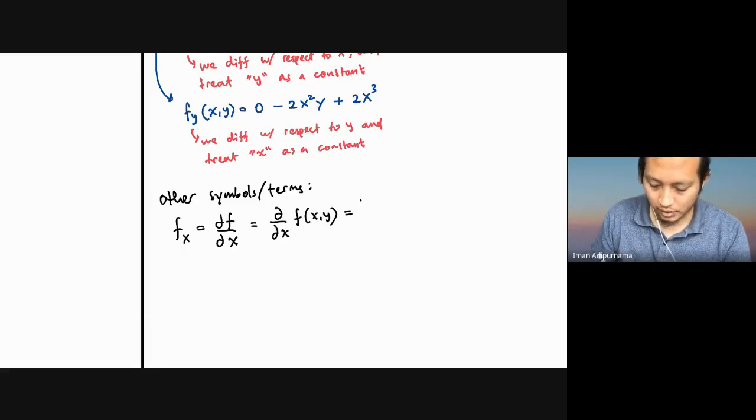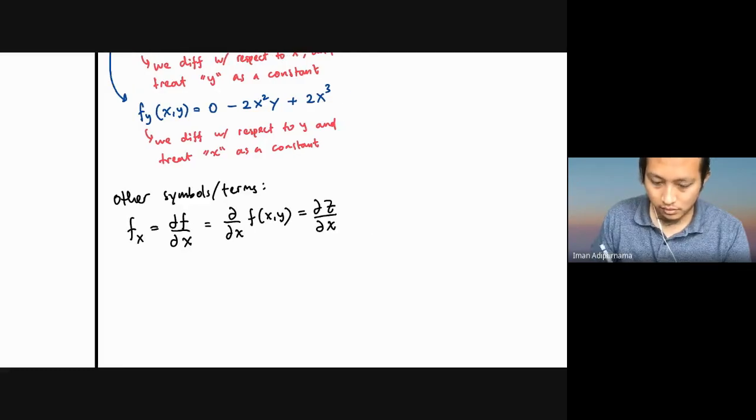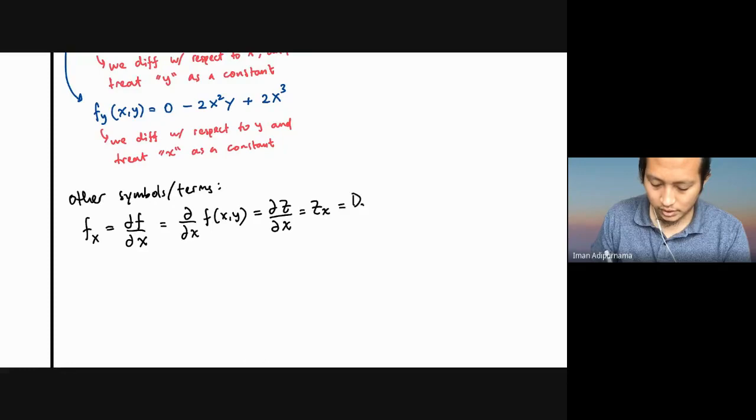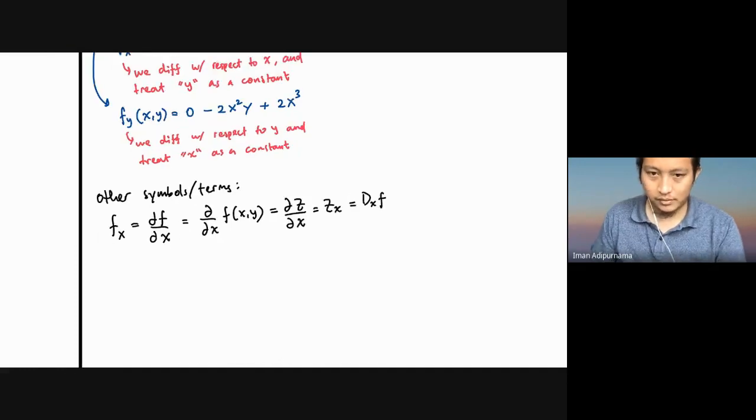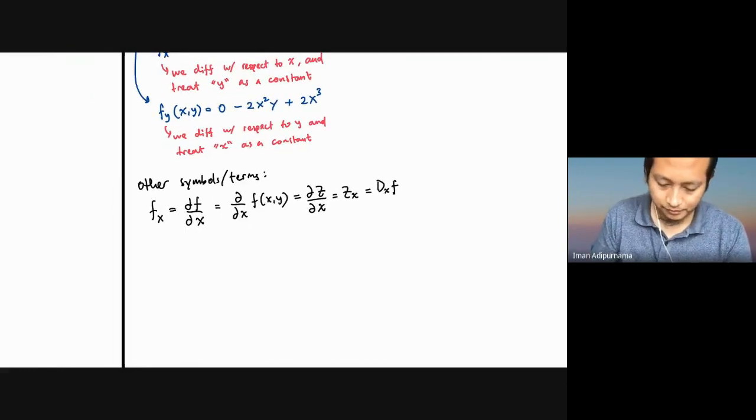This is the same as also using Z. Or this also you can use. All the same.